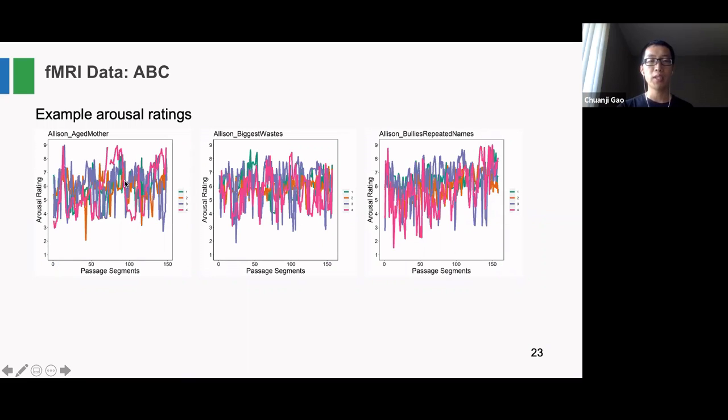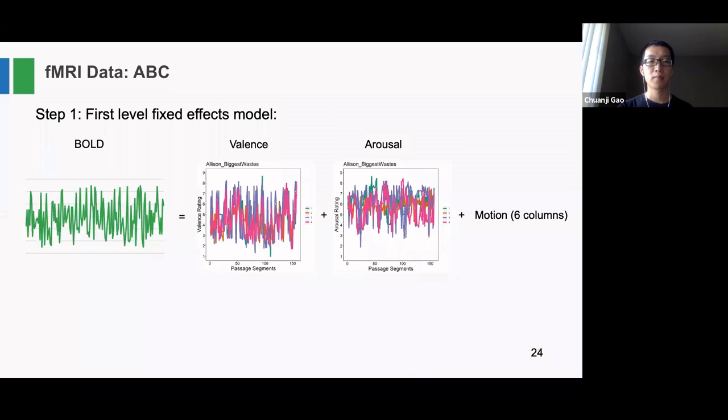So we're going to use the valence and arousal ratings, averaged across different raters, so that we can use these ratings to identify the BOLD activity, where in the brain is related to the dynamic valence change in listening to the narratives.